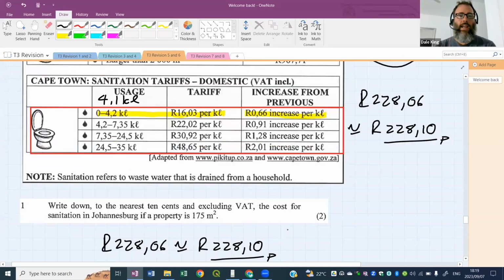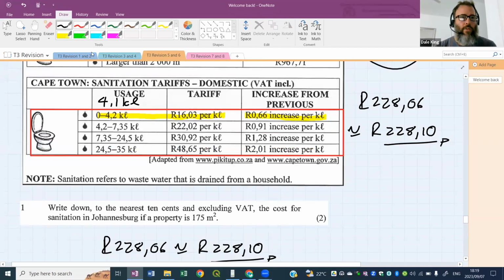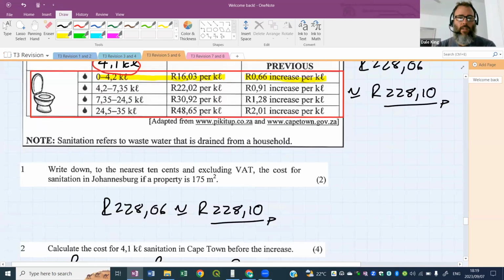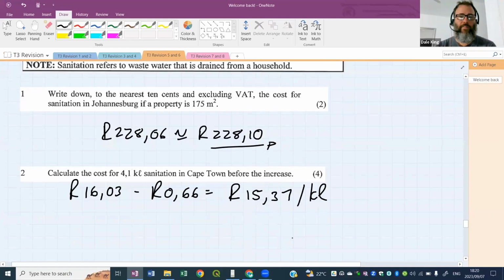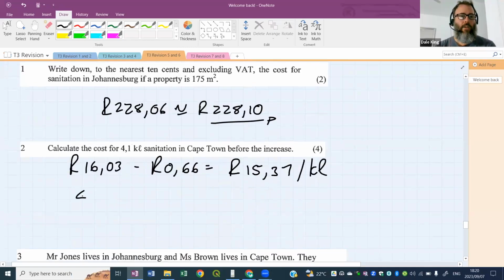All right. Now, like you said, we've got 4.1 kiloliters. There it is. I've written it there at the top. We're working in the first bracket. So every kiloliter in this bracket gets charged at... the one we're working with is 15 rand 37 per kiloliter. And like you said, we must multiply them. Yes. So 4.1 kiloliters, and the price we are using is the previous price of 15 rand 37.